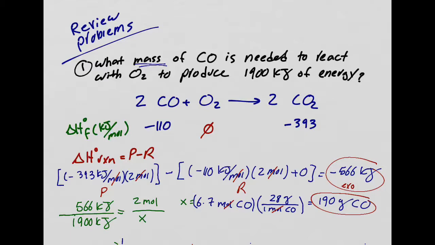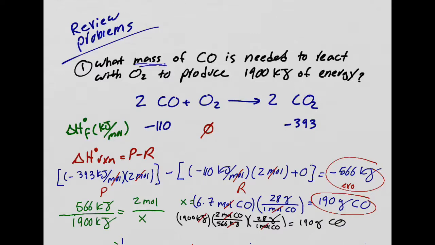The other way to do it, and some people might like that because it's canceling out, basically they give you 1900 kilojoules of energy and you cancel it out for 2 moles of carbon monoxide in the reaction, which gives 566 kilojoules of energy. So then the kilojoules cancel out. Now you have moles, and then you convert moles to gram. 1 mole of carbon monoxide is 28 grams, so the moles get canceled out. And what you end up getting is the same number, 190 grams of carbon monoxide.